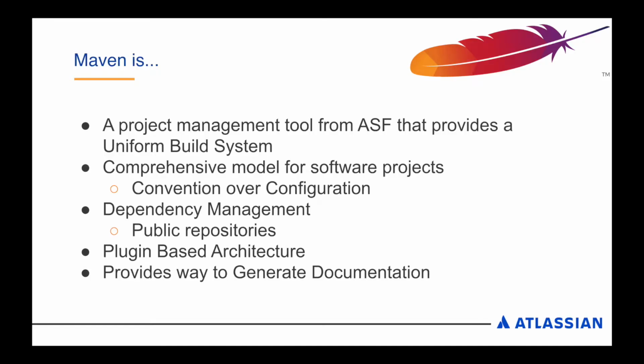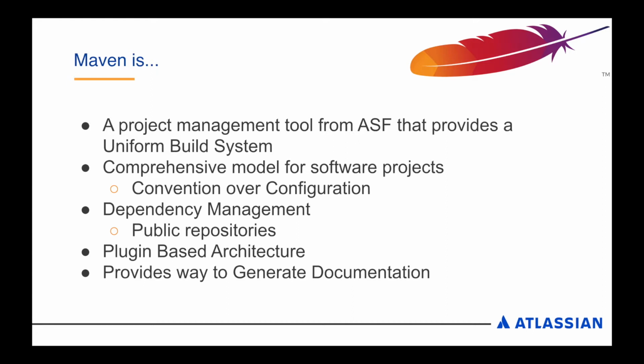So Maven is a project management tool from the Apache Software Foundation, which provides a uniform build system. Actually, it all started when there was a need in the Apache Turbine project to create a common build system for its layers. So for the Apache Turbine project, Jason van Zyl, the creator of Maven, provided a comprehensive model for building software projects in a unified way.